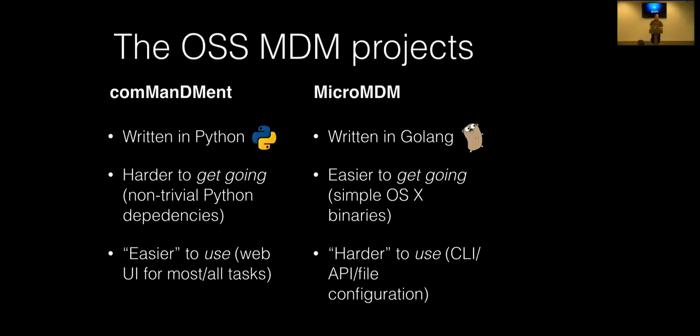Commandment is probably a little easier to use. It has mostly a web UI for most of the tasks. Micro MDM is, quote unquote, harder to use with CLIs and command line interfaces and APIs and file configuration. But if that's your thing, that might be easier to use for you.